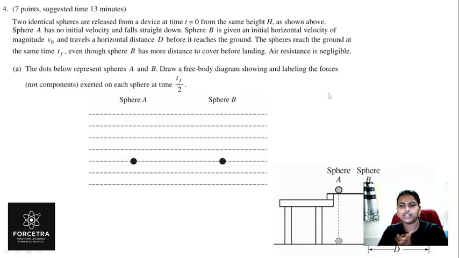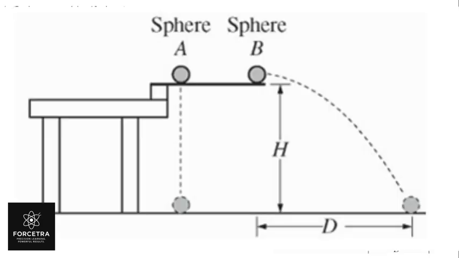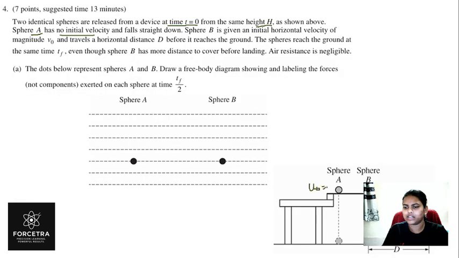Now let's solve this free response question from projectile motion. Two identical spheres are released from the device at time t equals 0 from the same height. So the height is the same in both cases as shown in the figure. Sphere A has no initial velocity, so the initial velocity for this case is 0.